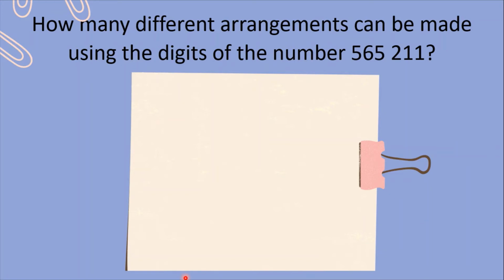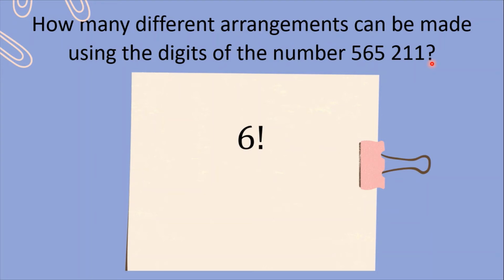Let's have this example. How many different arrangements can be made using the digits of the number 565,211? Again, let us apply the formula kasi merong mga identical elements or identical numbers dito sa given. So, una muna is we count the total number of digits dito sa given. We have 1, 2, 3, 4, 5, 6. So, these 6 numbers can be arranged in 6 factorial ways.